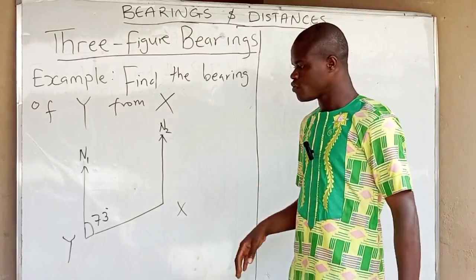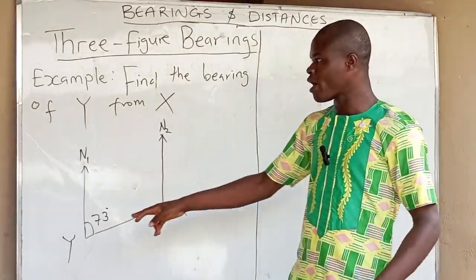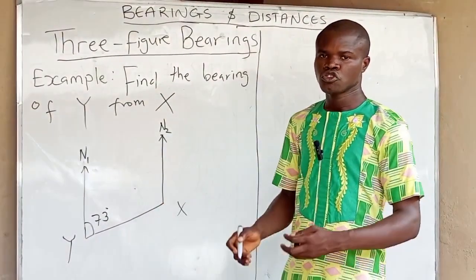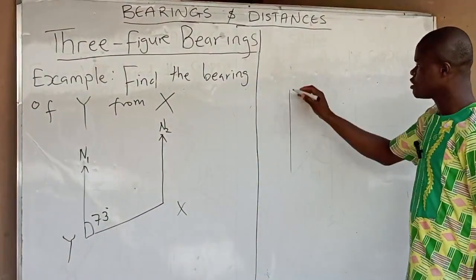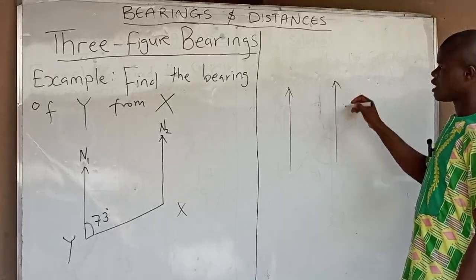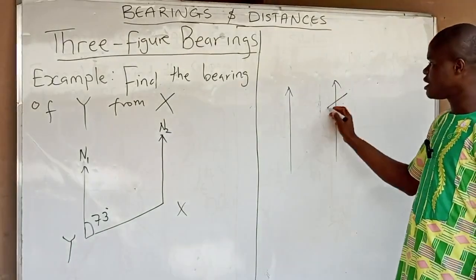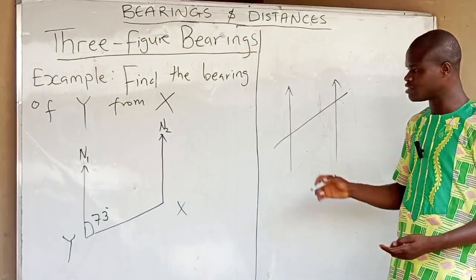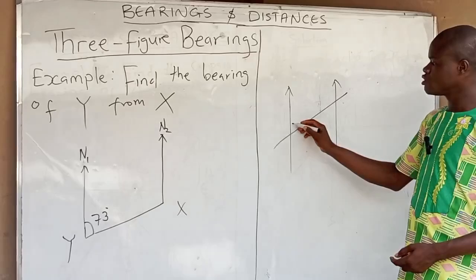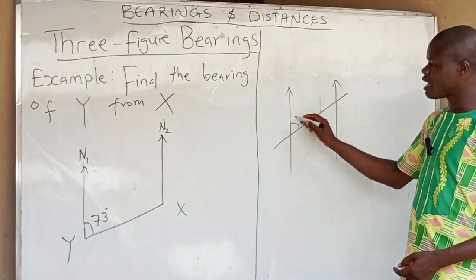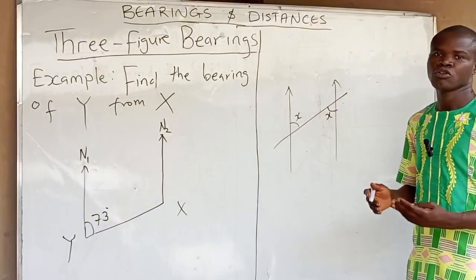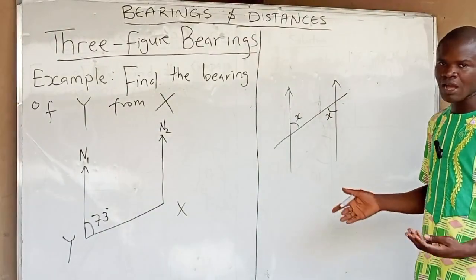Let's take another example. In this question, we are asked to find the bearing of y from x. To solve this type of problem, you must remember that if these are parallel lines, then a line that runs across parallel lines is called a transversal. And if this is a transversal, if the angle here is x, of course the angle here is still equal to x. This is what we call alternate angles.